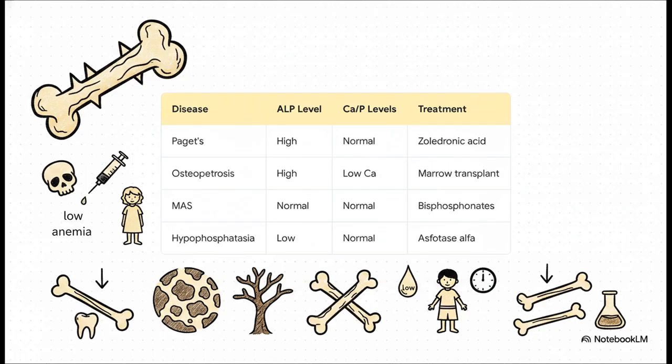If you've got fibrous bone lesions combined with precocious puberty and rough café au lait spots, you have McCune-Albright syndrome. And finally, if you see weak, unmineralized bones with a paradoxically low ALP and premature tooth loss, you've nailed the diagnosis of hypophosphatasia, which is treated with specific enzyme replacement, asfotase alfa.